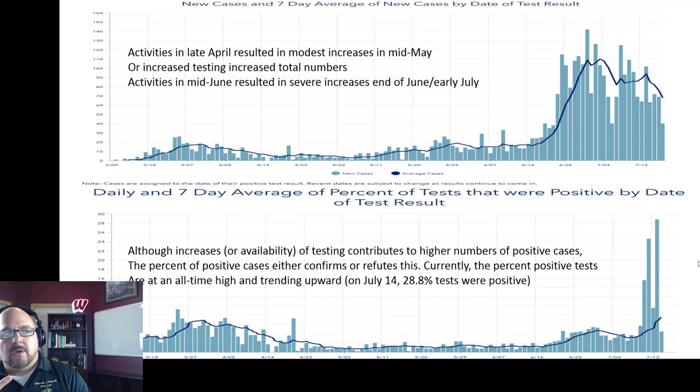But another question is, if you have an increase in tests, are there more people that feel ill? Well, then you've got to go to the percent positive, because the more people that you test, the lower the percent you should have, because you're increasing the total. But what we're seeing here on the bottom is that right now we're at the highest 7-day average, and as late as 7/14, 4 days ago, we had a day in which we had almost 29% positive.